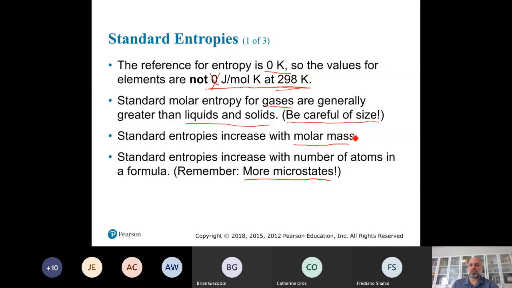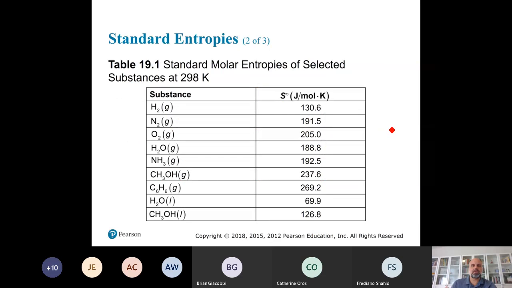Molar mass is similar, right? The larger atoms are going to have more possible microstates, since we're talking about the larger mass. All right, let's take a look at a table of some of this.